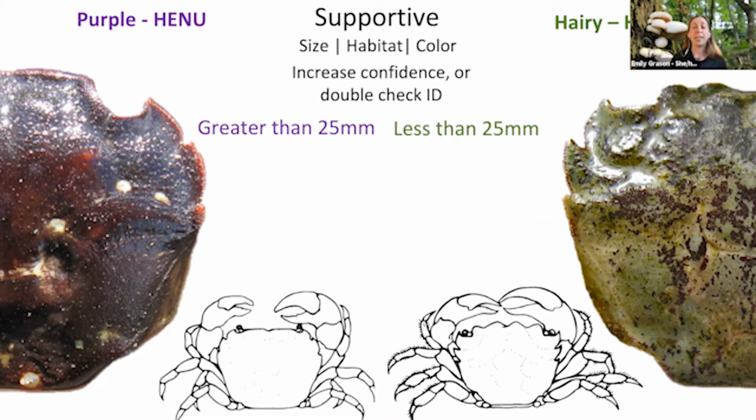And then by contrast, we typically don't find many small purple shore crabs in the traps, that is, crabs that are less than about 25 millimeters. So this is generally a good size cutoff to give you a pause if the crab doesn't align with your size expectations based on our trapping history.